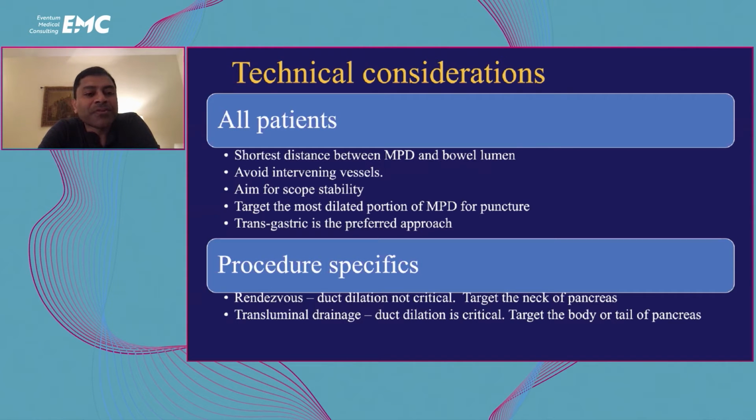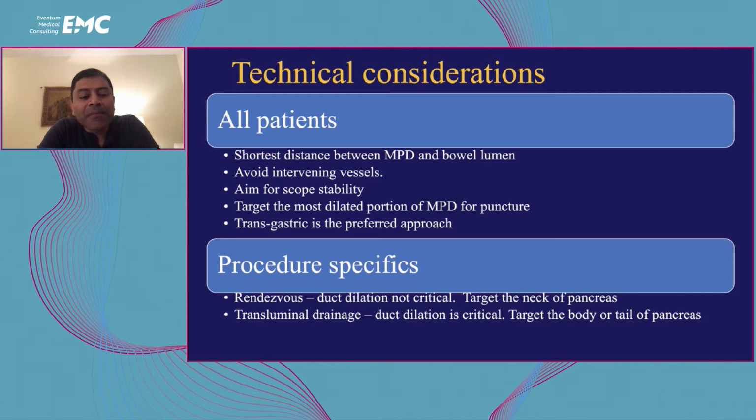I think when we perform these procedures, there are some technical considerations that are important. In all patients, we need to find the shortest distance between the pancreatic duct and the bowel lumen, whether it is the stomach or the small bowel. It should be as close as possible for an efficient procedure. It's important to avoid puncturing any intervening vasculature. And we should also find a position where the scope is very stable, otherwise we will result in technical failure. When puncturing, you target the most dilated portion of the main pancreatic duct because you need space for manipulating the guide wire. And usually, the transgastric approach is the preferred option.